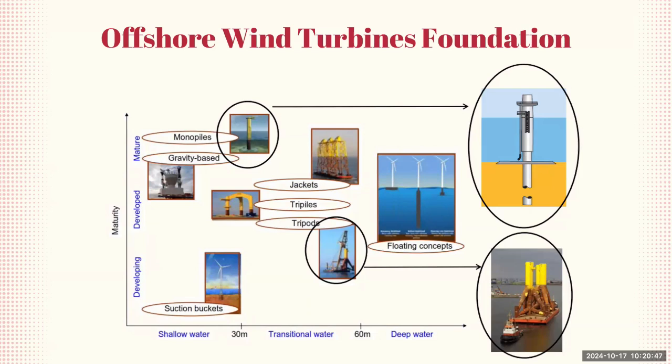As we move into transitional waters, so up to 60 meters deep, we see the use of jackets, tripods, and tripiles. These structures offer more support in deeper water, where the seabed may not be stable enough for monopiles. In deep waters, over 60 meters deep, traditional fixed foundations become less feasible. Here, floating turbines are used, anchored to the seabed, but buoyant enough to remain stable in the ocean. This innovative design opens up new possibilities for wind energy production far offshore, as we said.